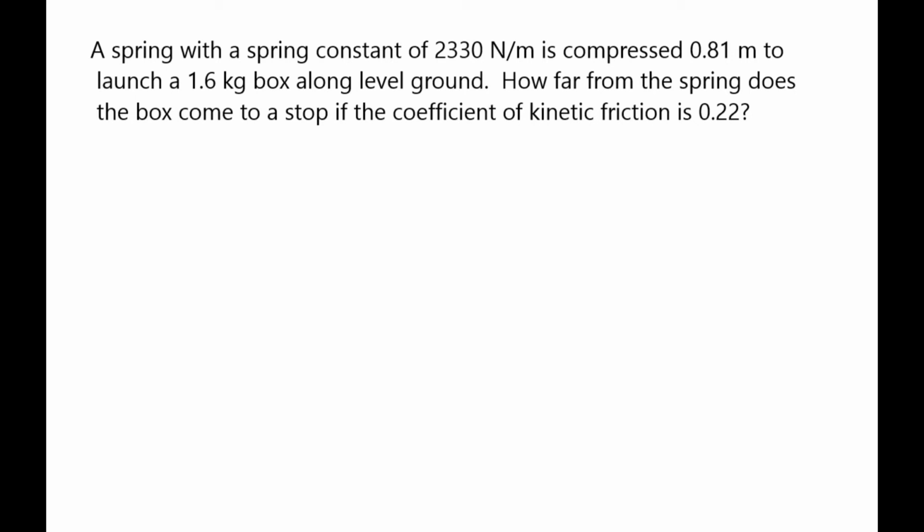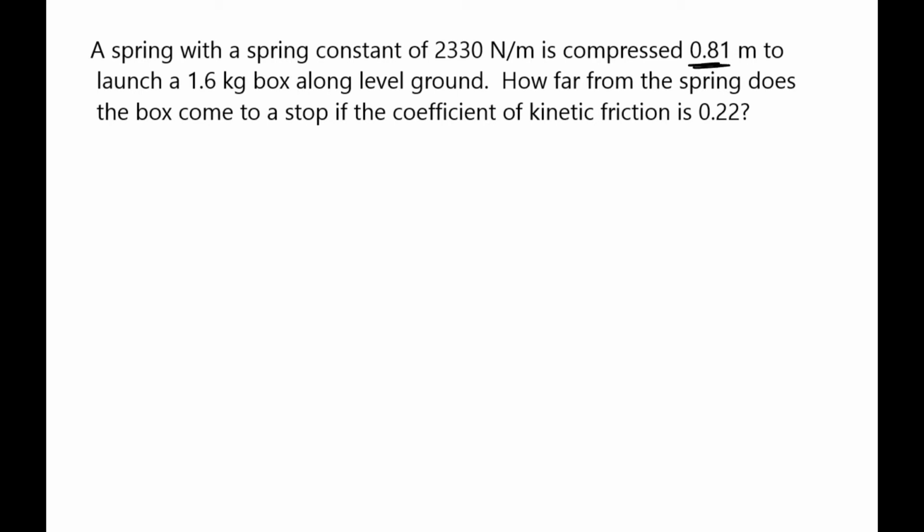Alright. So a spring with a spring constant of 2,330 newtons per meter is compressed 0.81 meter to launch a 1.6 kilogram box along level ground. How far from the spring does the box come to a stop if the coefficient of friction is 0.22? Wait, do we have to account for friction as the spring is decompressing? No, we're going to say we do not need to account for friction during that 0.81 meters.